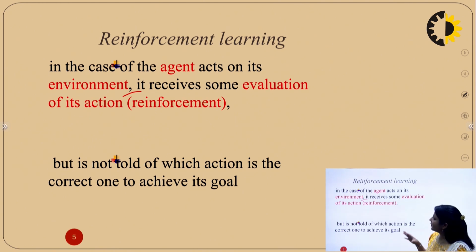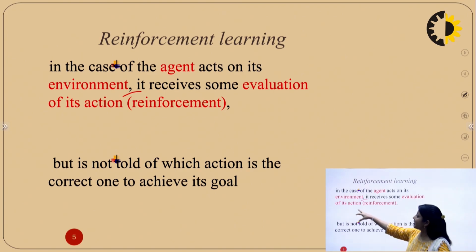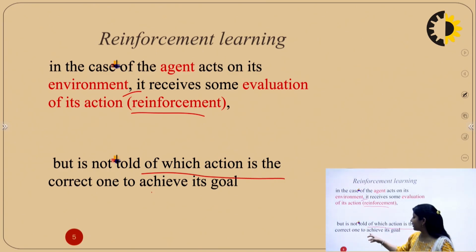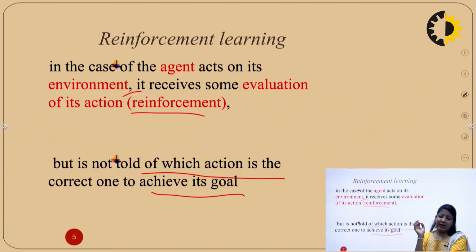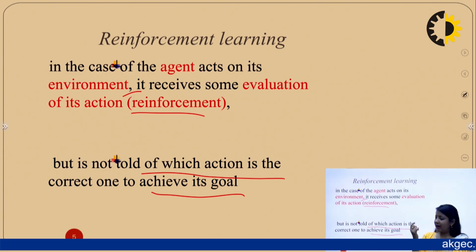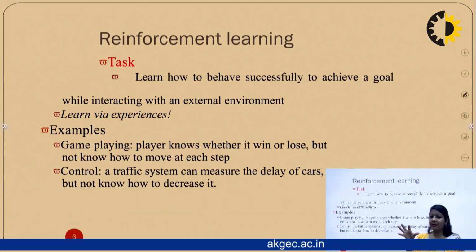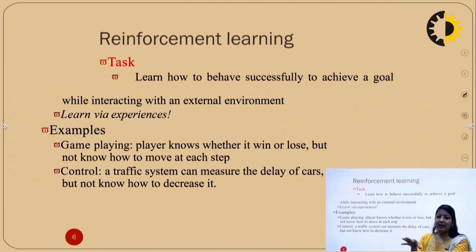So we have an environment, we have an agent, and it receives some evaluation of its action. This is reinforcement. Reinforcement means we are performing some action and the user is moving to the next state. It is not told which action is correct to achieve its goal. So how can we find out which action is correct or incorrect? For this we have one variable, that is reward. If the agent moves in the correct direction, and the action is correct, then it will get the reward. Just like when we play any game, we get a coin.